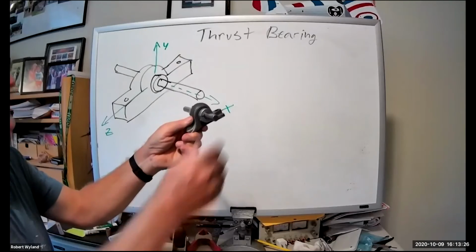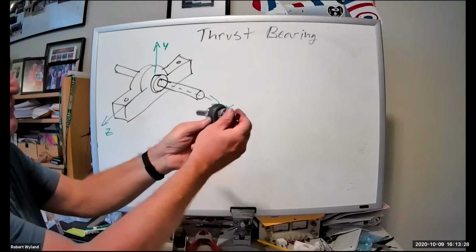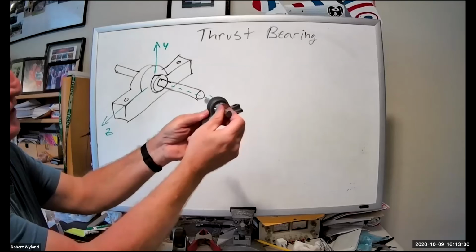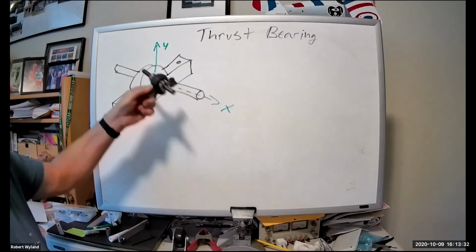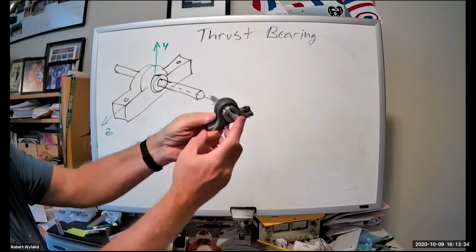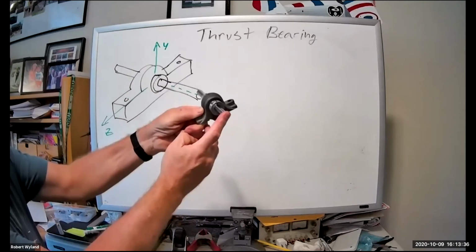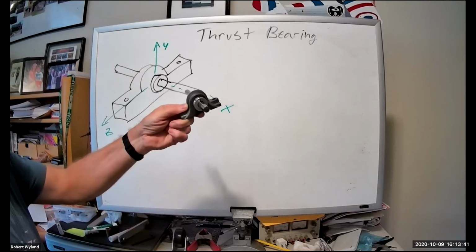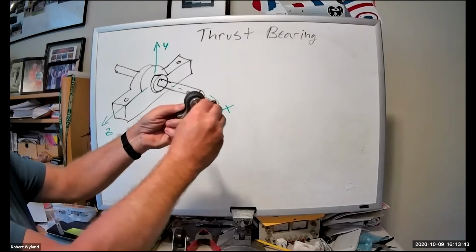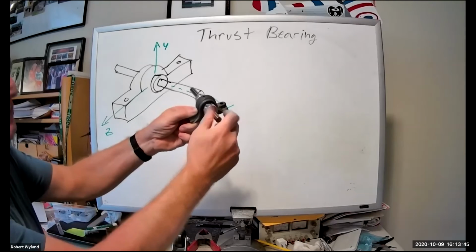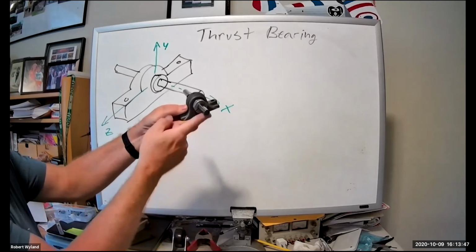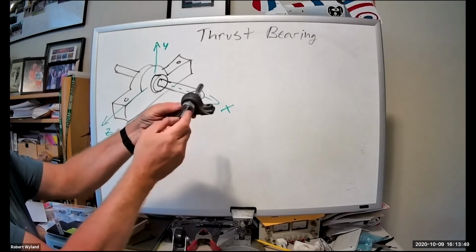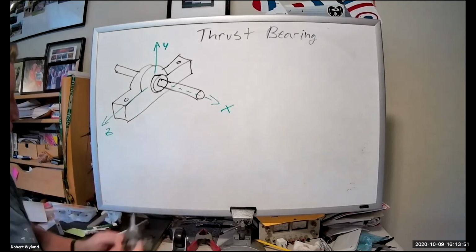So now we have an R in the x-axis. So if we look at this again, we look at the exact same configuration. We push in X, we have a reaction in X. We still have a reaction in Y. We still have a reaction in Z. When we look at moments, we know we still have no moment around the X. We do have a moment around Y, and we do have a moment around Z.